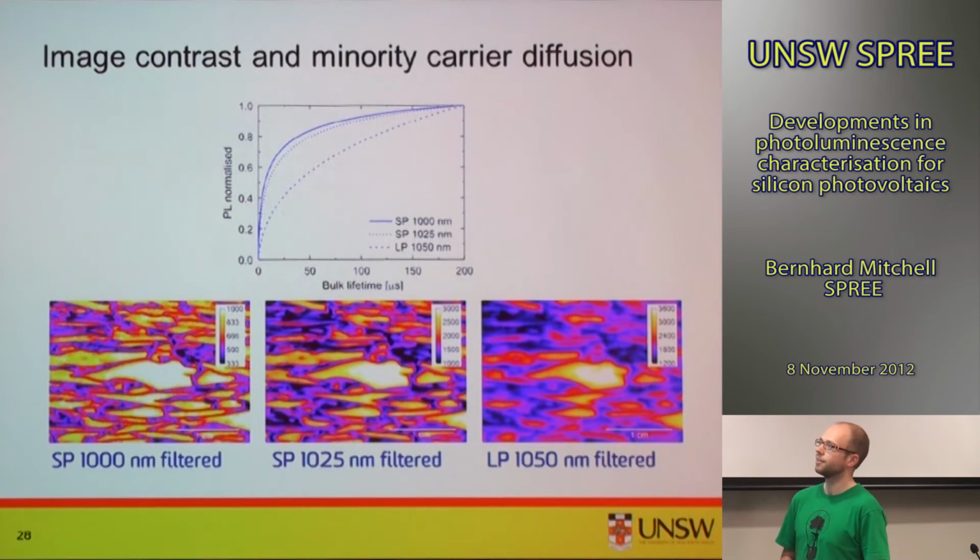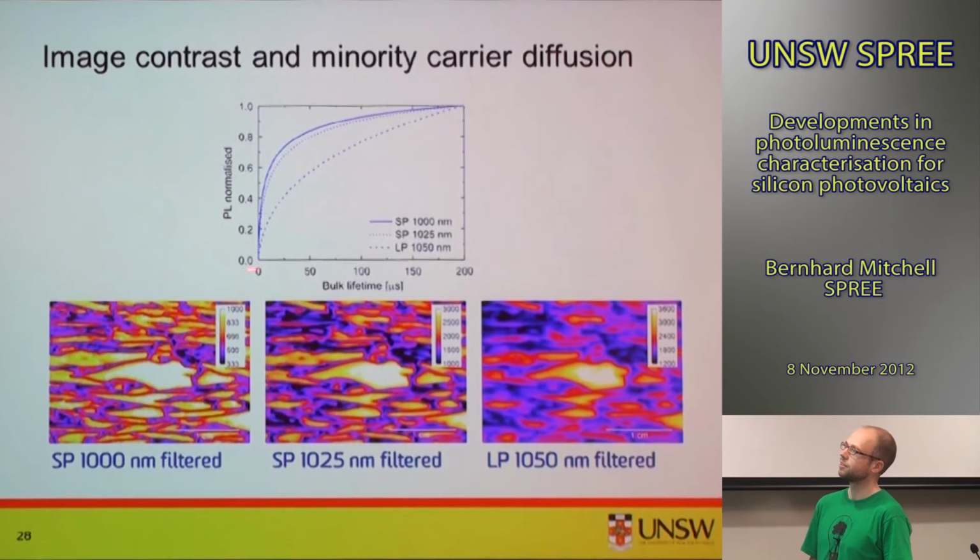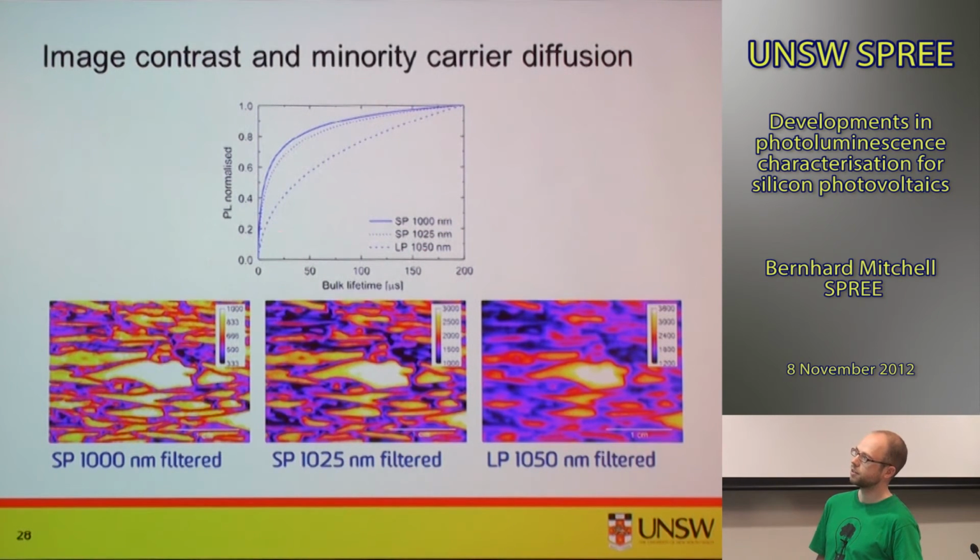To discuss that, I first want to tell you how the PL signal, here normalized, changes with bulk lifetime depending on how we filter the image. If we filter at 1,000 nanometers, we have a very strong increase for short lifetimes, and then it flattens out. And then the longer we choose the wavelengths, the more uniform the gradient would be.